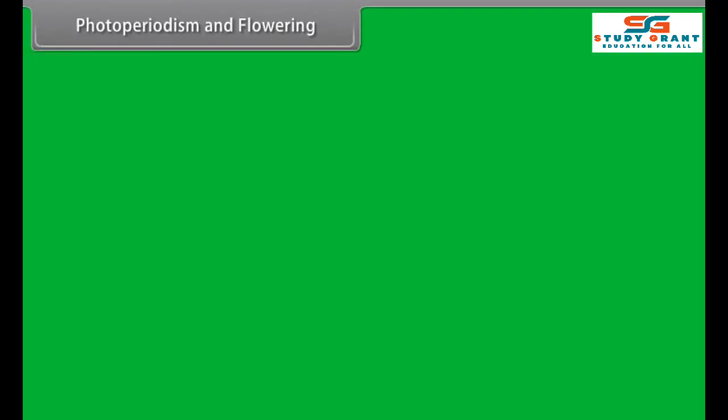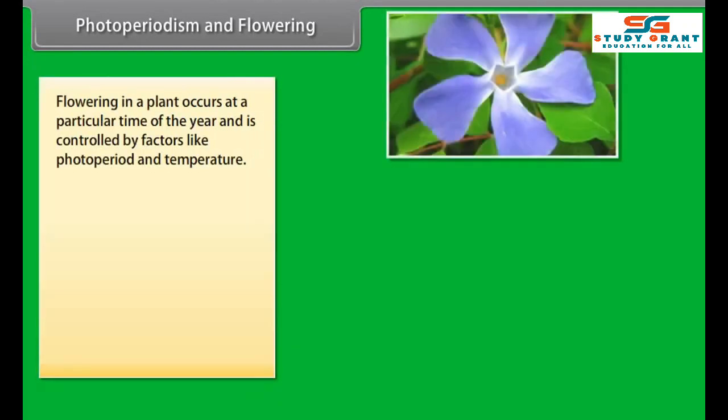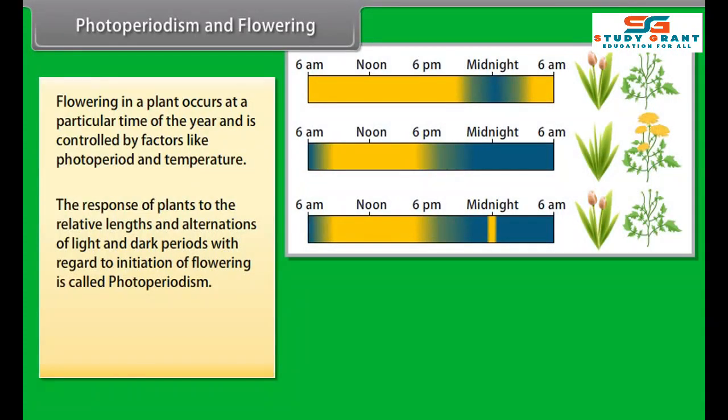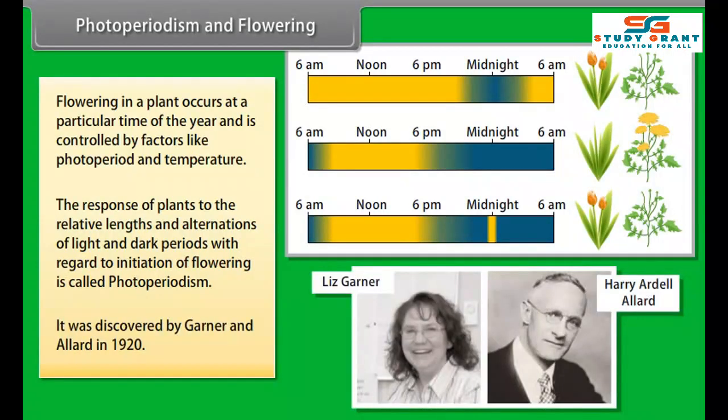Photoperiodism and flowering. Flowering in a plant occurs at a particular time of the year and is controlled by factors like photoperiod and temperature. The response of plants to the relative lengths and alternations of light and dark periods with regard to initiation of flowering is called photoperiodism.